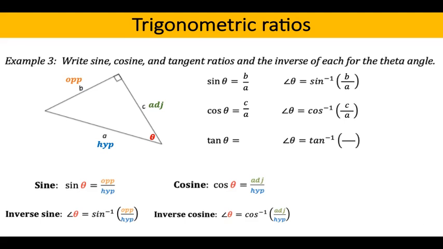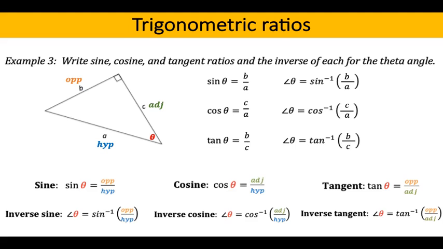And finally, for the tangent ratio, tangent is opposite over adjacent, so Tripping On Algebra. So T for tangent, opposite is our side B, and adjacent is our side C. And of course, for inverse tangent, it's the same ratio. Angle theta equals inverse tangent of B over C.